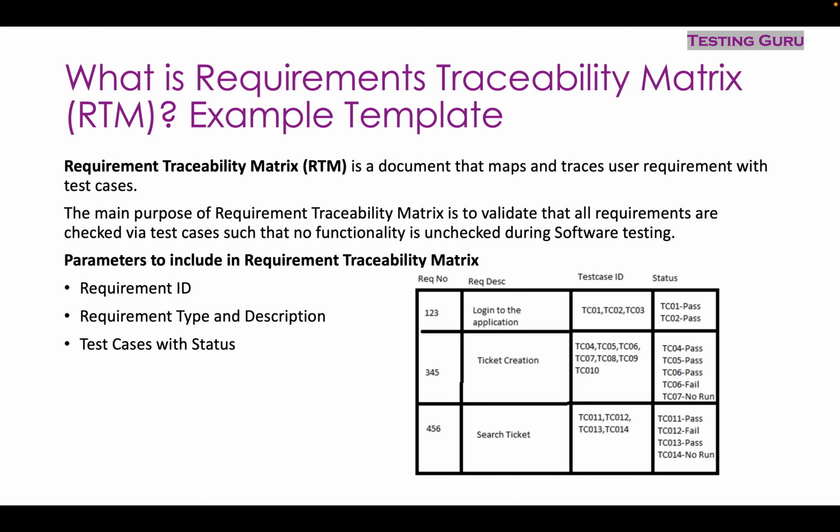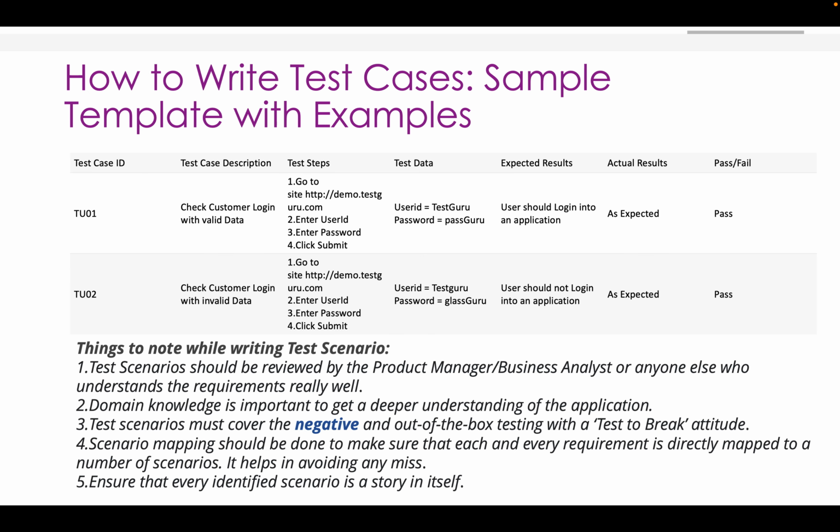Okay, so what parameters to include in the requirement traceability matrix and how it looks, you can see on the screen. There is a requirement ID, requirement type, and description. Whenever we get any requirement, it will have a requirement ID and a requirement description. Those are related to the requirement document. And we saw in the last slide how the test case is developed and what the statuses are. Here you can see there are test case ID, test case description, steps, actual result, expected results, and the last one is pass or fail.